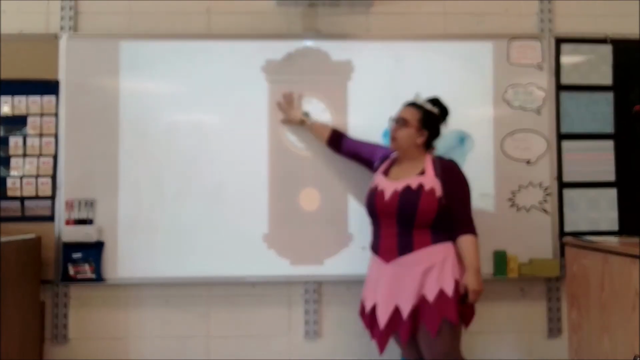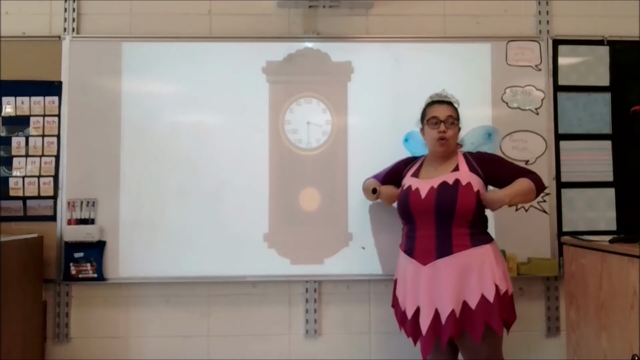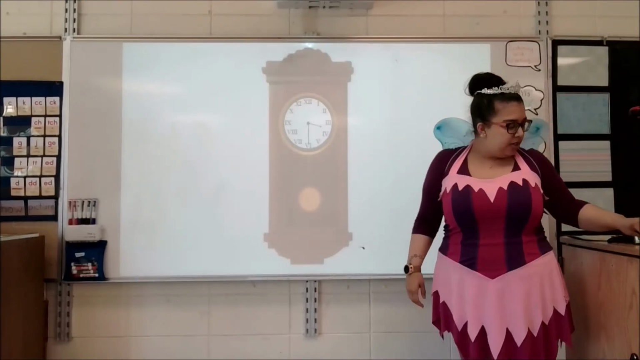3:30. The grandfather clock reads 3:30 because the hour hand is between the 3 and the 4. Good job. It is 3:30.